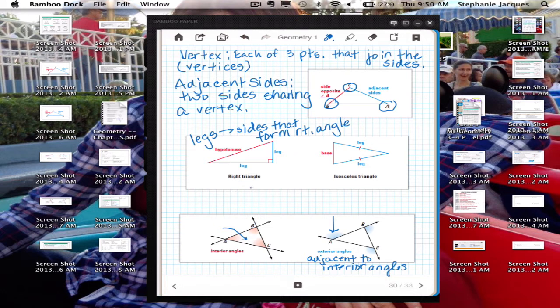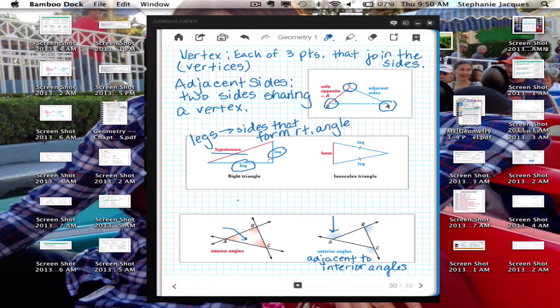Now let's look at right triangles and isosceles triangles. And we're just labeling the parts. On a right angle, the legs, these, are the sides that form that right angle. So they come together to make that right angle. Opposite from that right angle is the hypotenuse. Hypotenuse is always the largest part of the right triangle. And on an isosceles, we have 2 legs and a base. And so the legs are the 2 up here and the base is at the bottom.